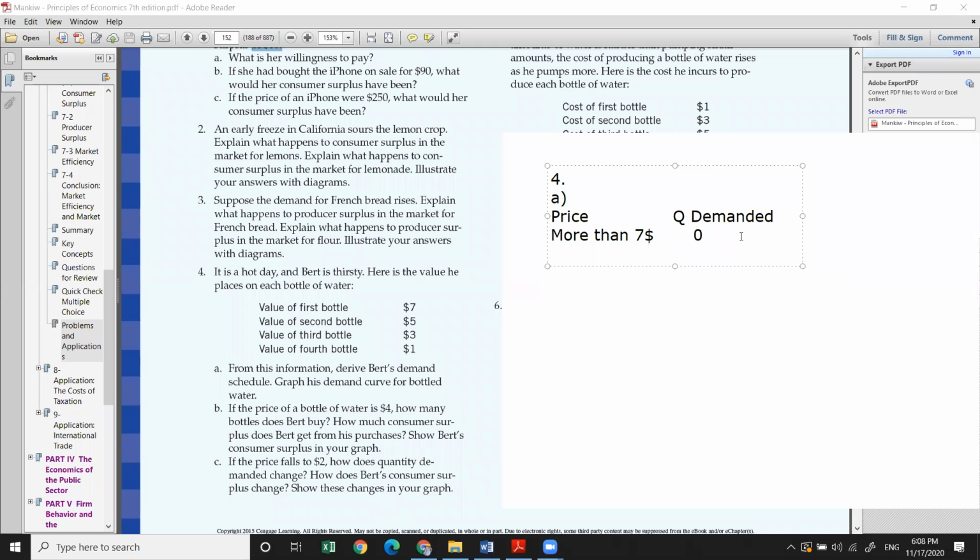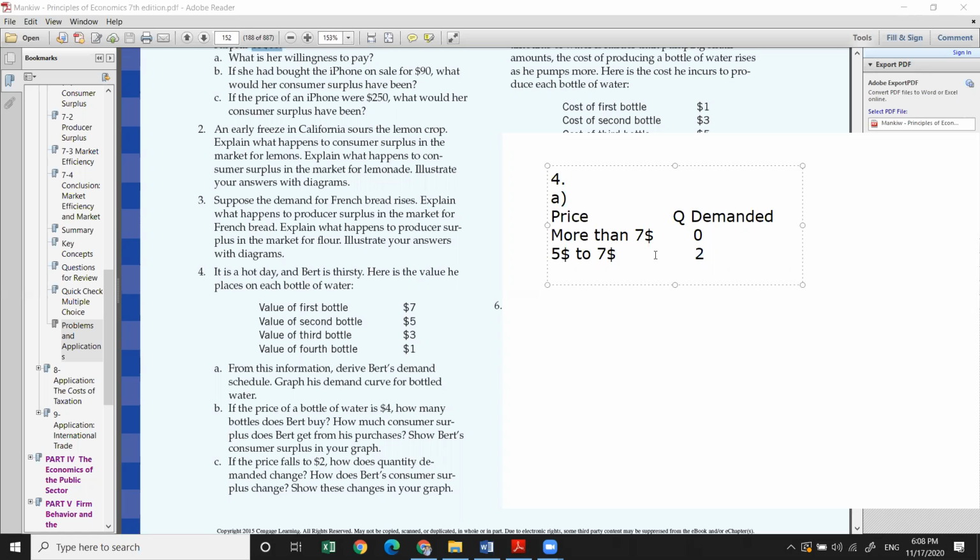If the price goes to the second bottle, he will pay $5. Anything more than $5, he will not buy the second bottle. He will just buy the first bottle. So from $5 to $7, he will buy 1 bottle.